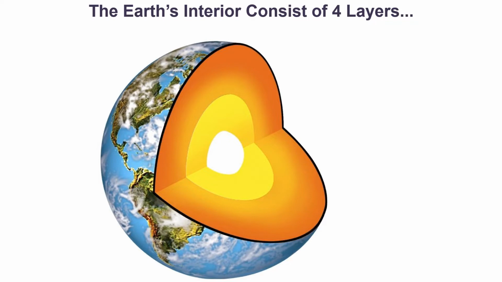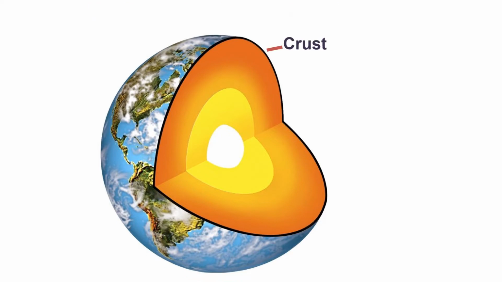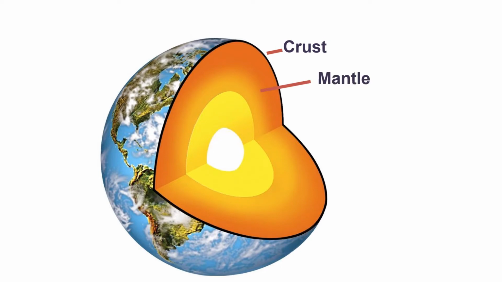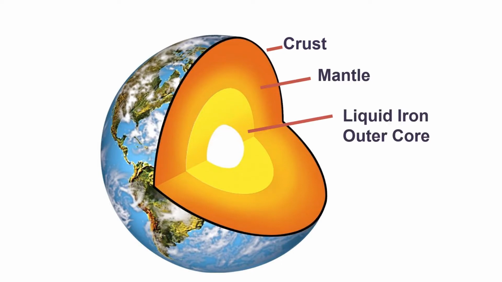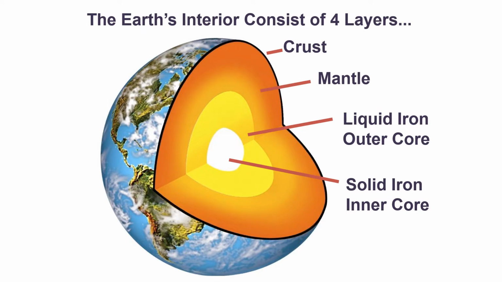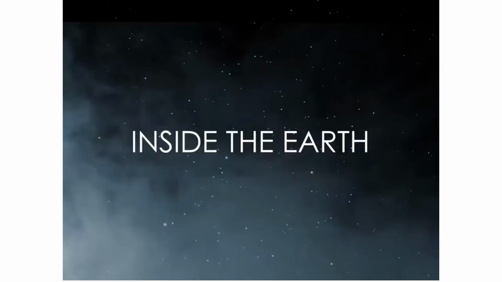consists of four layers. We have the crust, which is the outer layer. Next, we have the mantle. Then we have the outer core or the liquid iron outer core. Then we have a solid iron inner core. So let's take a look at what consists of these layers.